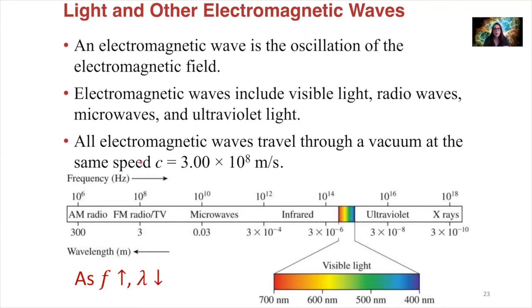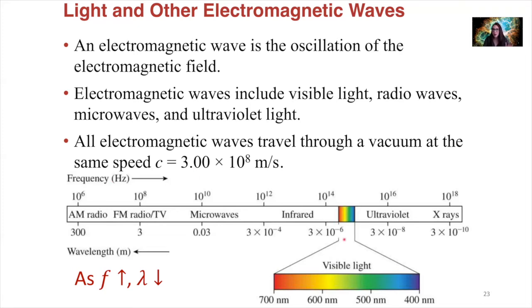Now, all electromagnetic waves travel through a vacuum, or generally air in the room around us, at the same speed, which we abbreviate as the speed of light in a vacuum as the lowercase letter c, and that equals 3 times 10 to the 8 meters per second. Okay, that's a very important number for you to remember, and I'm going to expect you to remember the speed of light is 3 times 10 to the 8 meters per second. That's the speed of light in a vacuum, okay?